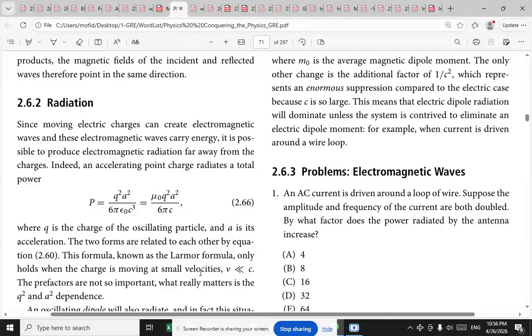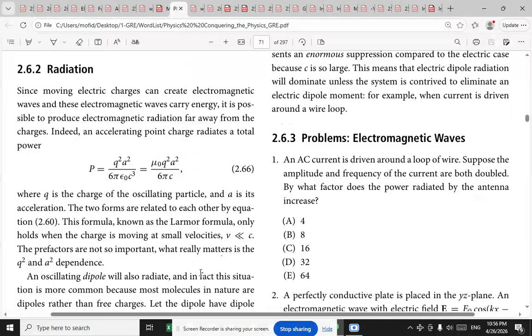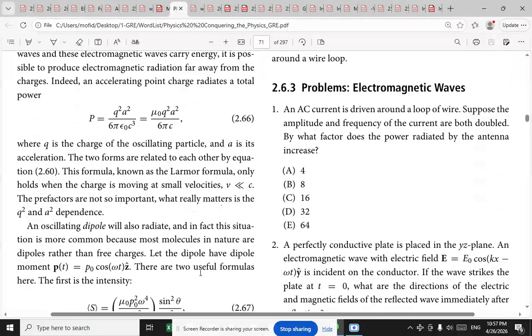Indeed, the accelerating point charge radiates the total power as follows, where q is the charge of the oscillating particle and a is its acceleration. The two forms are related to each other by equation 2.60. This formula, known as the Larmor formula, only holds when the charge is moving at small velocities, when v is very much smaller than c. The prefactors are not so important. What really matters is the q squared and a squared dependence.